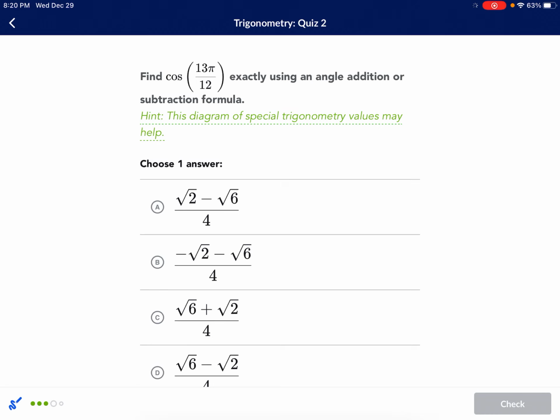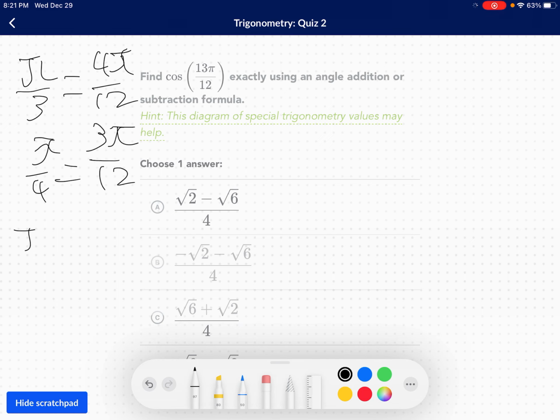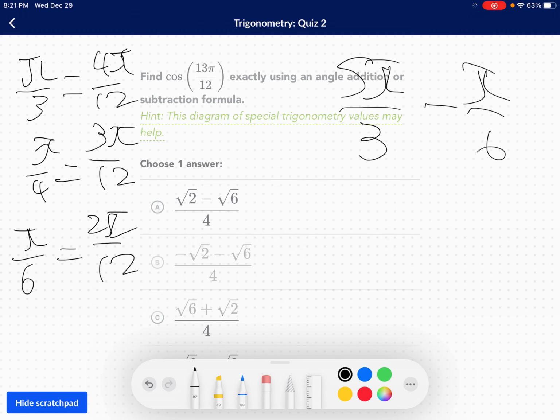Find cosine of 13 pi over 12 exactly using an angle addition or subtraction formula. So pi over 3 equals 4 pi over 12, pi over 4 equals 3 pi over 12, and pi over 6 equals 2 pi over 12. What's a combination that can get us there? Let's see. We can do 5 pi over 4, 5 pi over 3 minus pi over 6. That would work. We can also, what else can we do?